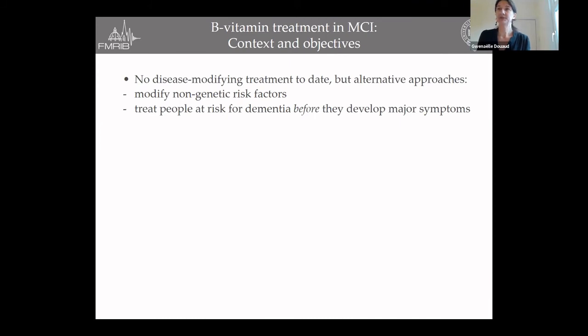So alternative approaches, Sana touched upon this very nicely before. Well, the one thing is to modify non-genetic risk factors. There's been this Lancet Commission paper in 2017, updated in 2020, looking at 9 and then 12 different modifiable risk factors and showing that if you were to act upon these modifiable risk factors, you could probably prevent or delay Alzheimer's disease by 40%. But you know, if you delay it enough, then you will die of old age before getting Alzheimer's disease.